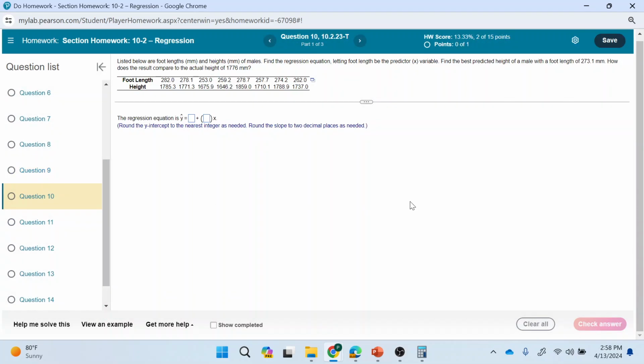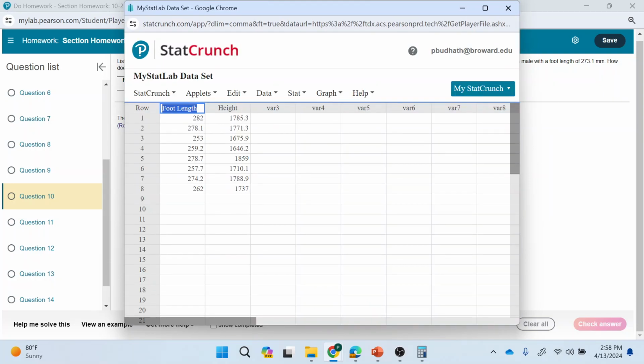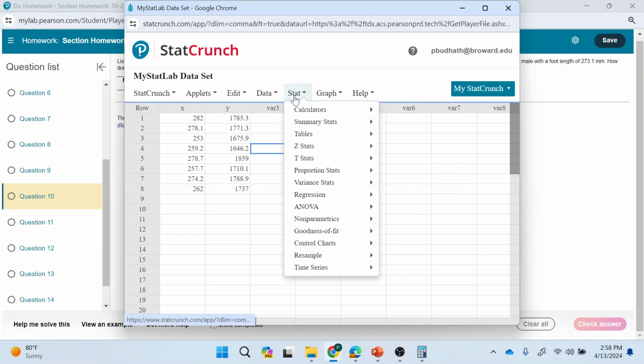I will do question number 10. You are given data. Listed below are the foot lengths and heights of males. Find the regression equation, letting foot length be the predictor, x. Find the best predicted height of a male with a foot length of 273.1 millimeters. First of all, open the data in StatCrunch. Foot length is x and height is y. That's what we are supposed to do according to the problem.